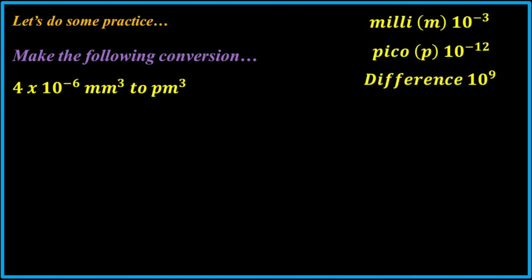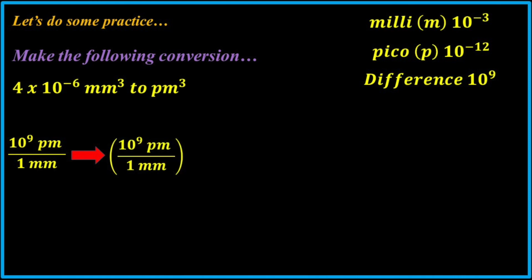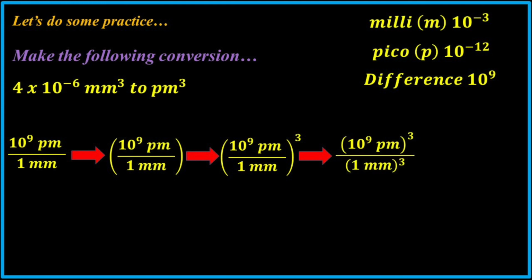So I'll speed up the frames. So we have the difference of 9, so we want to cube. If you cube that ratio, 10 to the 9th picometers over 1 millimeter, even though millimeter is small, it's larger than the picometer. So I'm going to put it in parentheses, then I'm going to cube it, and you're going to cube the numerator and the denominator. Remember that exponential rule. You cube both the numerator and the denominator. So I get 10 to the 27th picometers cubed over 1 millimeter cubed. Remember, 1 cubed is 1.